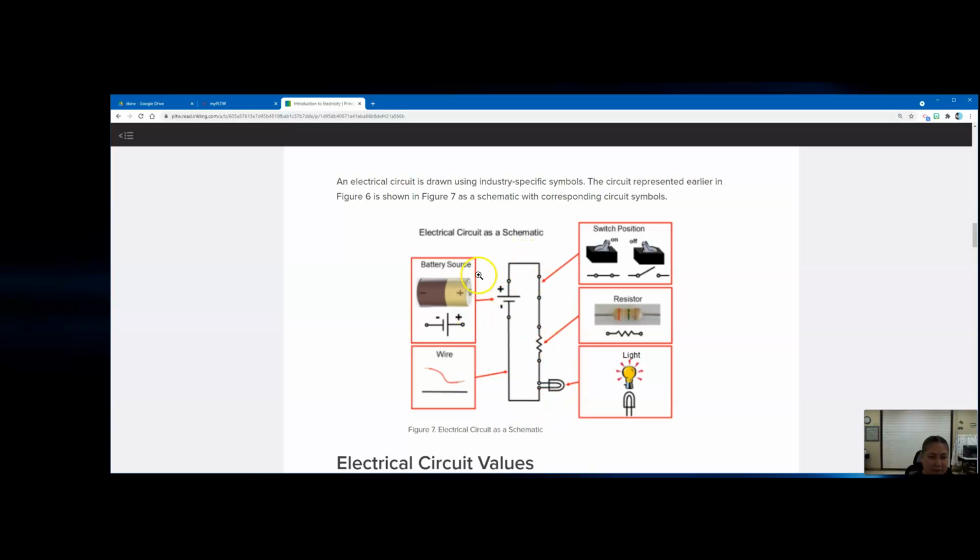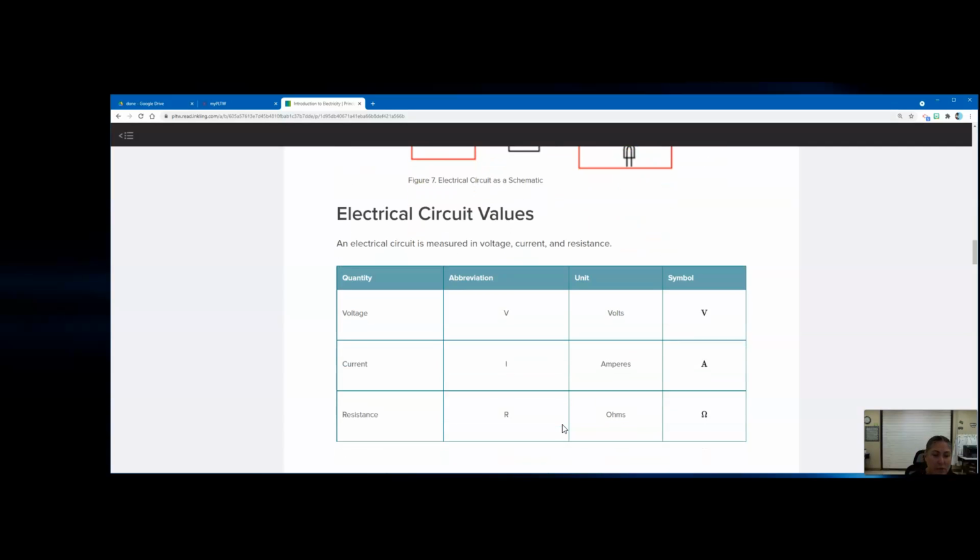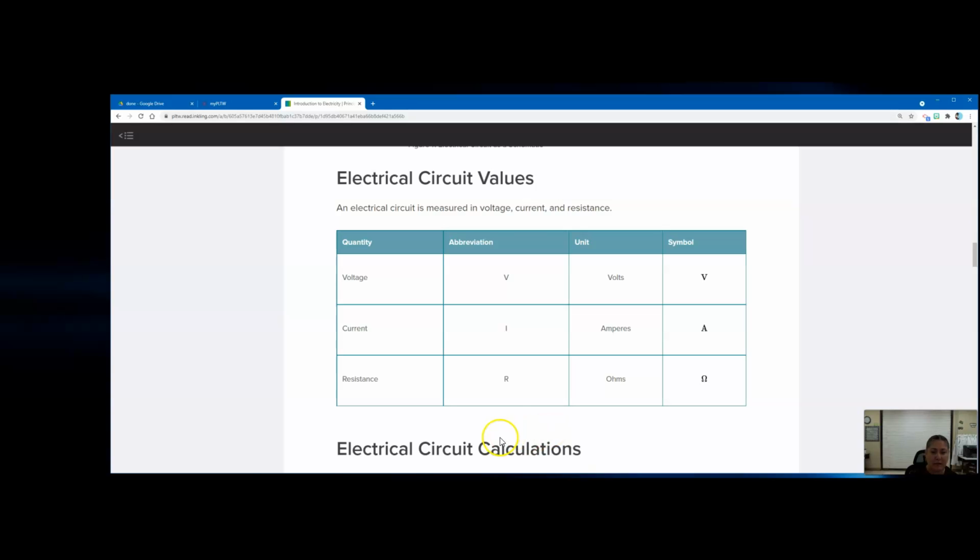So you want this, and you want to label everything: battery, switch, resistor, light. So see if you can put that in your notes, nice and neat. Use a ruler, start to understand that. And then one more tricky part, and we'll stop here. So please set this up in your engineering notebook. It's something that looks really, really simple, but once you go to put it into practice, it becomes confusing.